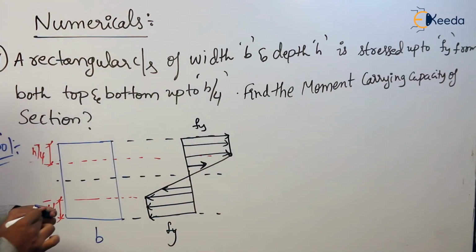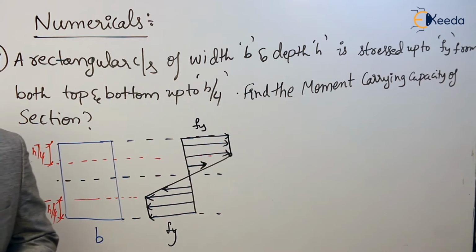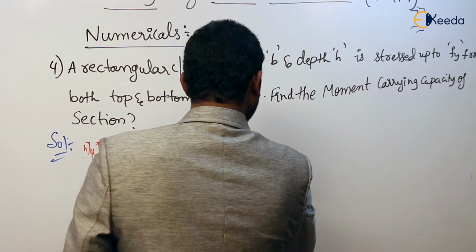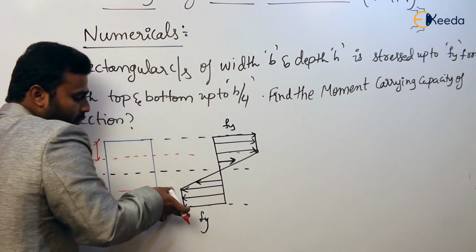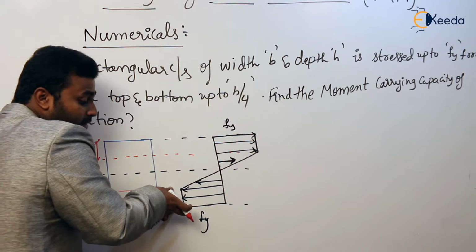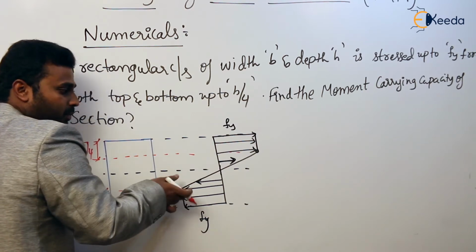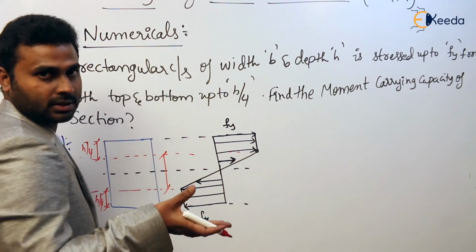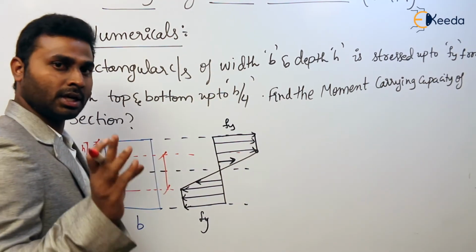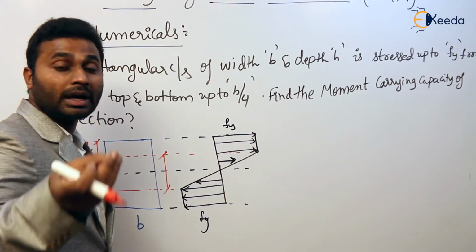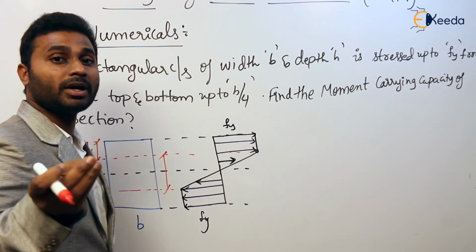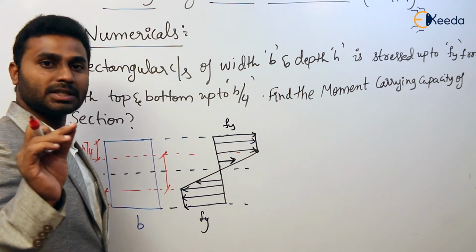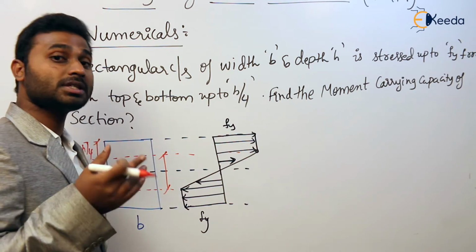Now for this diagram we are asked to find the moment carrying capacity. If you observe, from top and bottom up to H by 4, the cross section is in plastic state, but for this depth it is in elastic state. So you can say this is a semi-plastic state. In the introduction we learned how to calculate moments in elastic, yield and plastic states, but not semi-plastic state. Now let us see how to calculate the moment carrying capacity in semi-plastic state.